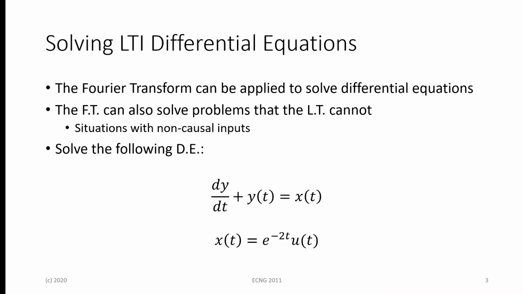So the main purpose of using that Fourier transform table is actually solving differential equations. And because there will be some situations where your differential equations may have non-causal inputs for future courses, you'll be using the Fourier transform in particular to solve these problems instead of the Laplace transform. So we're going to be looking at one particular differential equation here, which we have dy dt plus y of t is equal to x of t. We're given an x of t signal here being e to the minus 2t u of t.